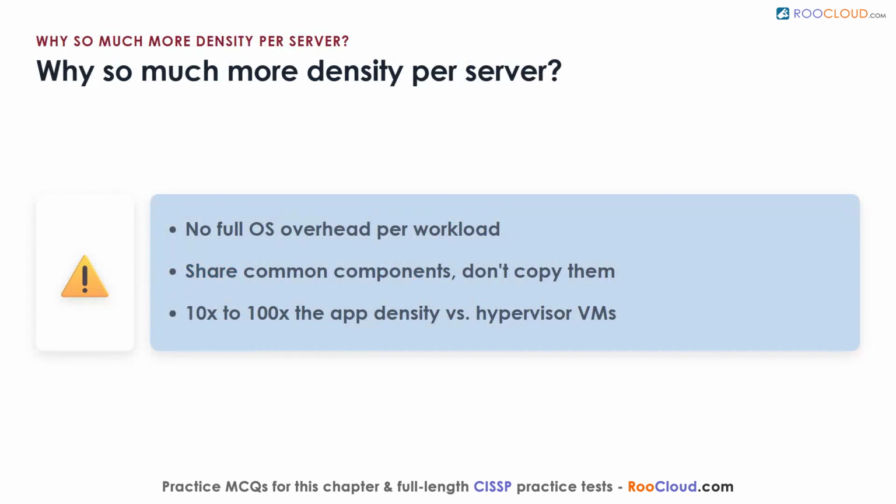Why does containerization pack so much more onto a single server? Because you are no longer paying the overhead of a full operating system for every workload. By sharing common components instead of copying them, a single physical server can host far more applications than classic hypervisor virtualization allows, on the order of 10 to 100 times the density. Picture a parking garage. Give every car its own private lot and you fit a handful. Stack them efficiently in shared levels and you fit hundreds in the same footprint.